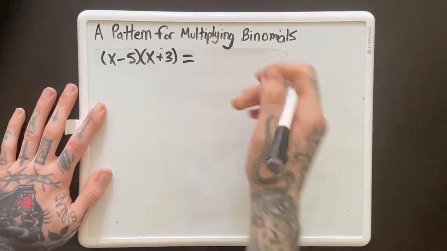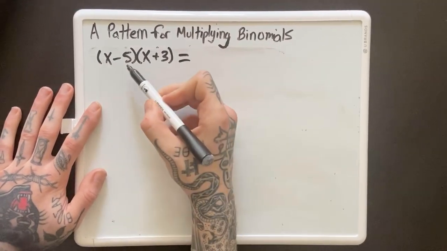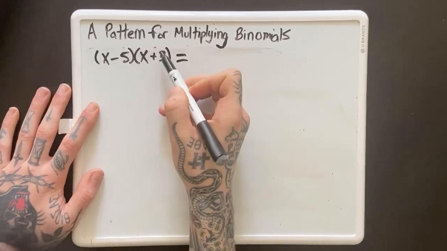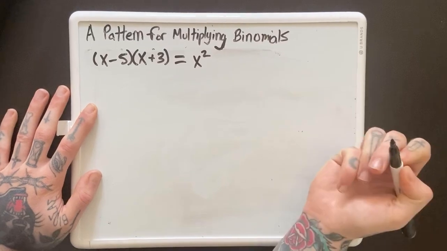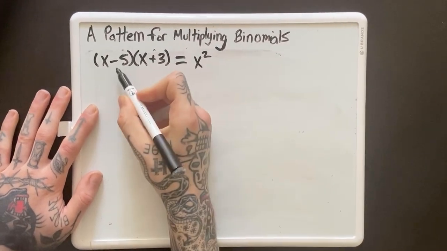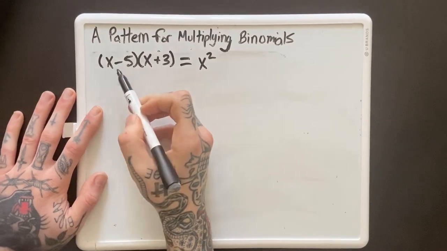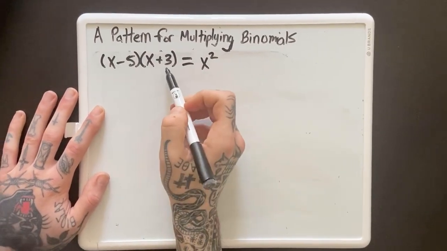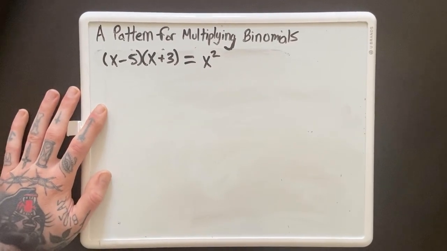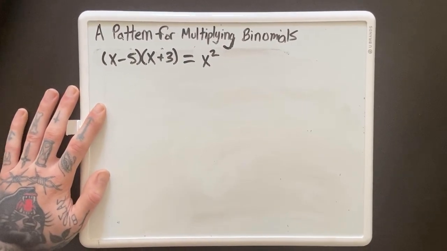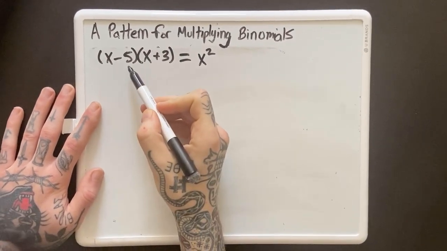Okay, so our pattern again. We're just going to look at the numbers, and that's going to help us come up with those other terms. So x squared is our first term. So now we have minus 5, minus positive 5, and plus positive 3. So we are going to think of this 5 as a negative 5.